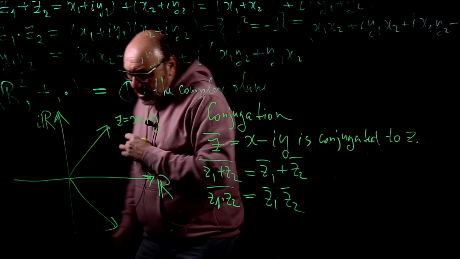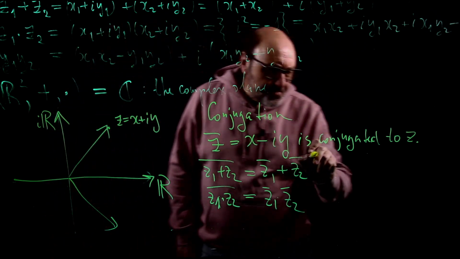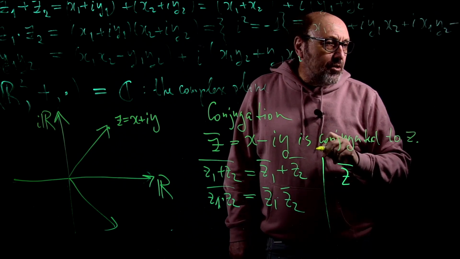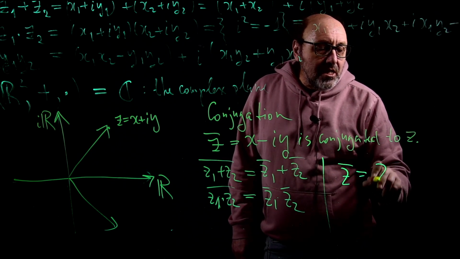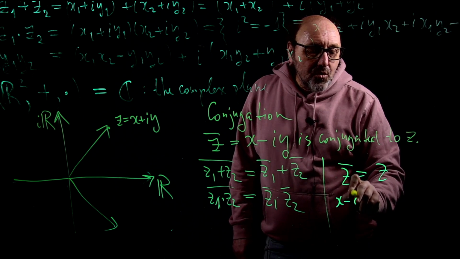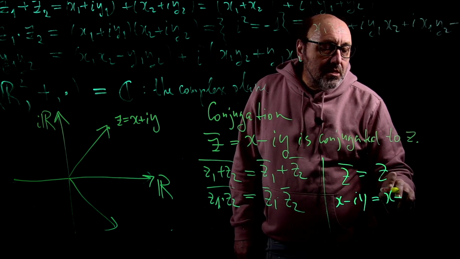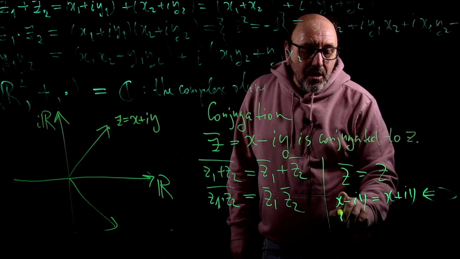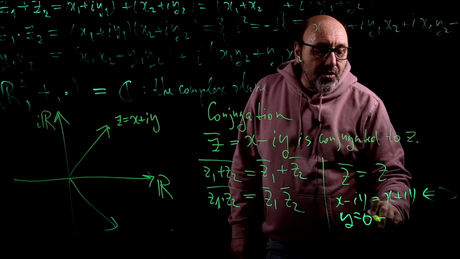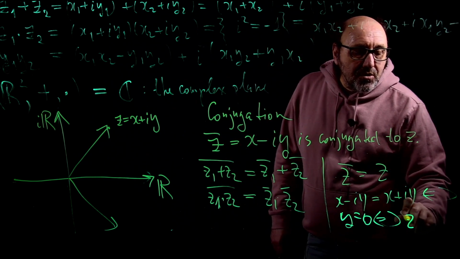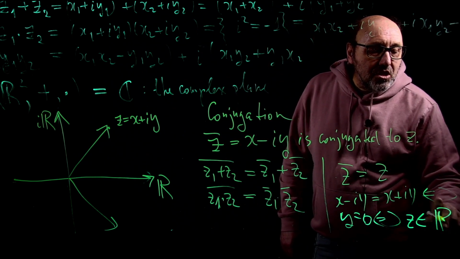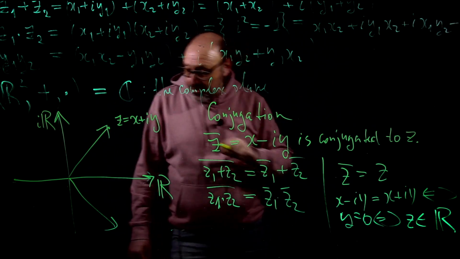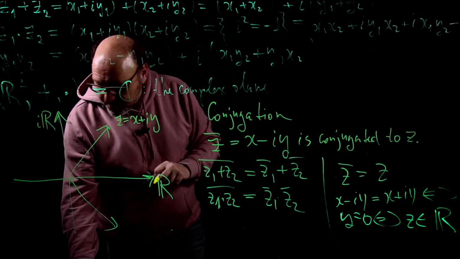All right? So, by the way, notice that the conjugated number is equal to z. This means that you have this equality, and obviously this happens if and only if y is equal to 0. That is, it happens if and only if our complex number z is real, that is located on the real axis r.